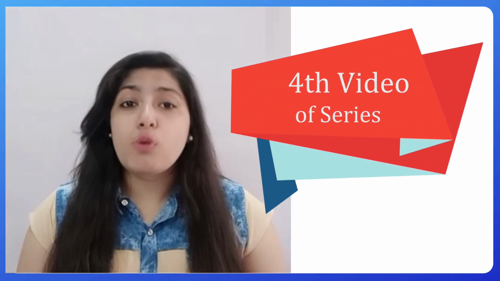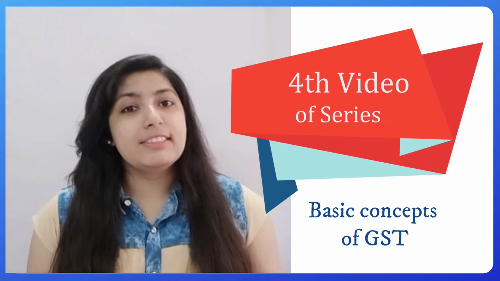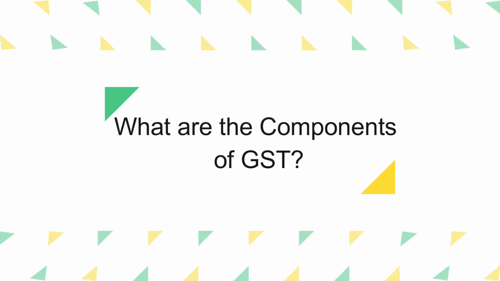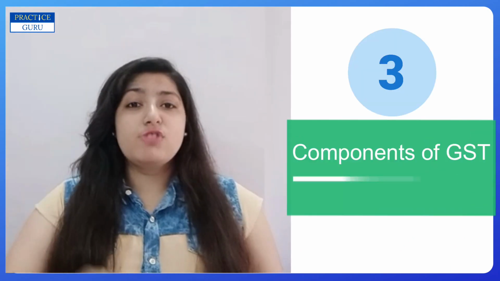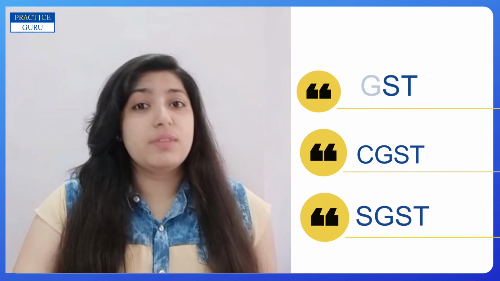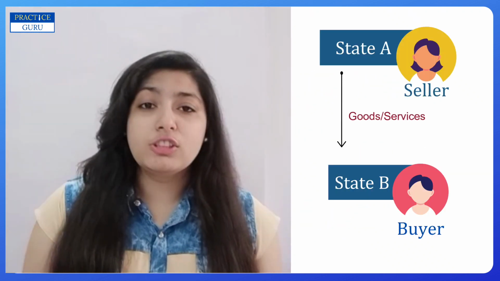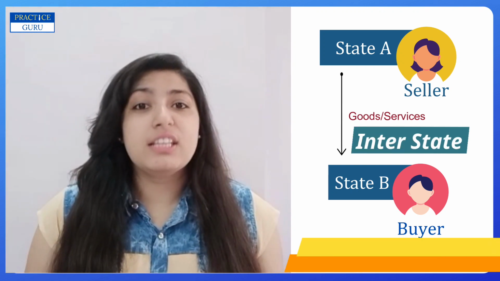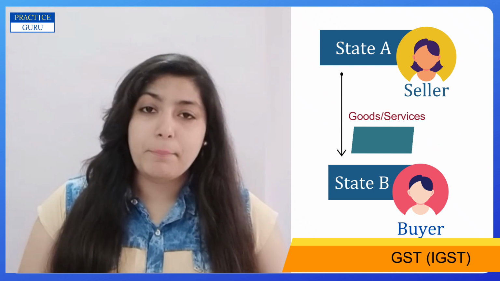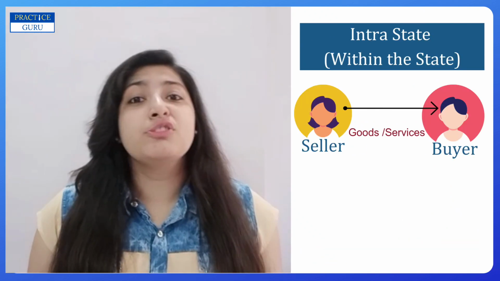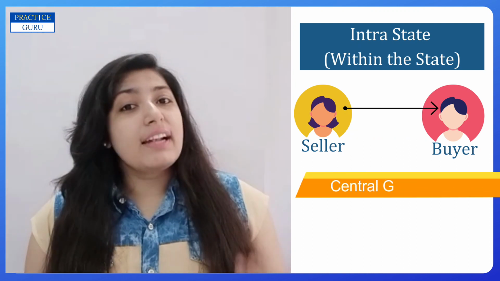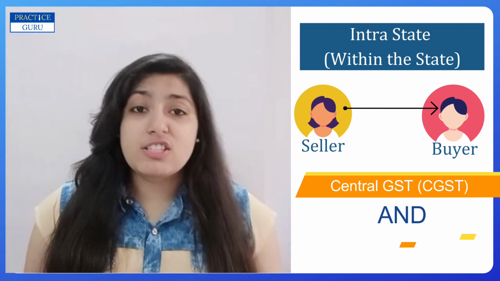So today in this fourth video in the series of basic concepts of GST, we will discuss what are the components of GST. So there are three components of GST: IGST, CGST and SGST. If sale of goods or service is between two states, or interstate, IGST, that is integrated GST, is applicable. But if the sale is within the state, or intrastate, then CGST, that is central GST, and SGST, that is state GST, is applicable.